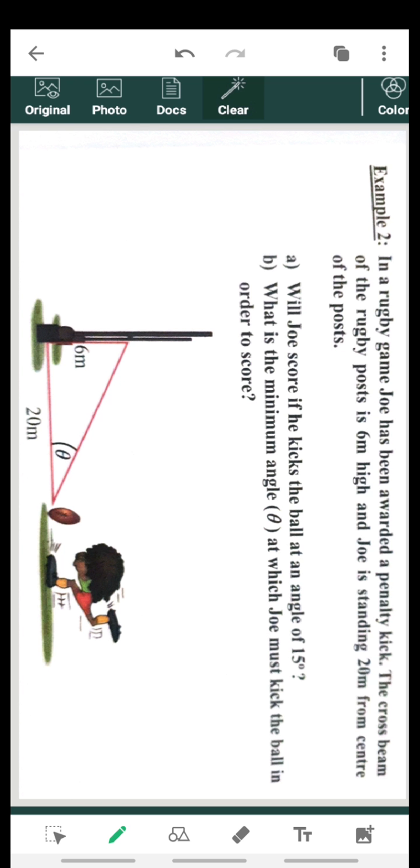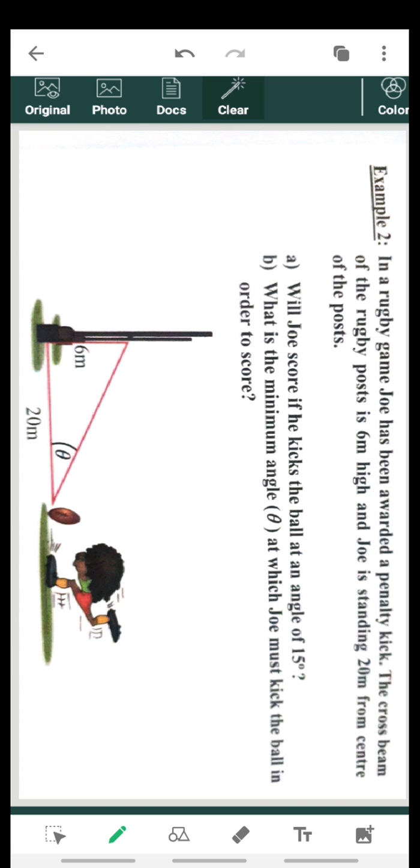So if Joe is to go for the penalty kick, the only time the ball will be able to go into the post, or Joe will score a point in there, is when the angle at which Joe will kick the ball is actually within the parameters. Okay, now will Joe score if he kicks the ball at an angle of 15 degrees? So this is more like find the vertical height at which Joe would have kicked that ball, and then compare it to the 6 meters.